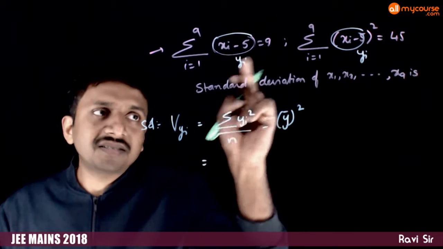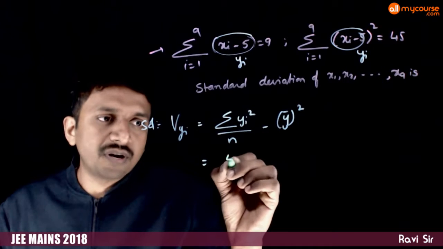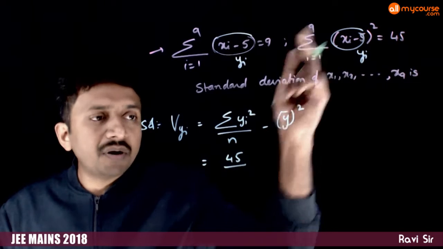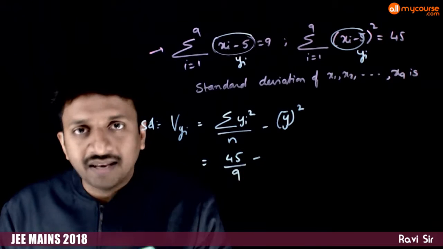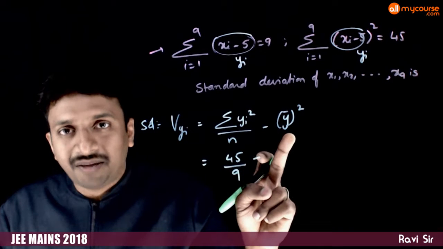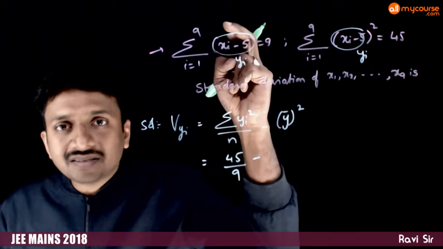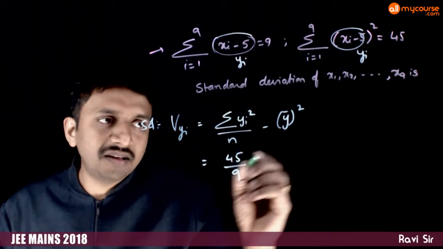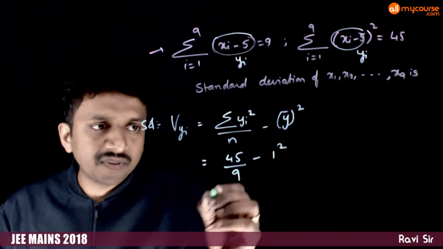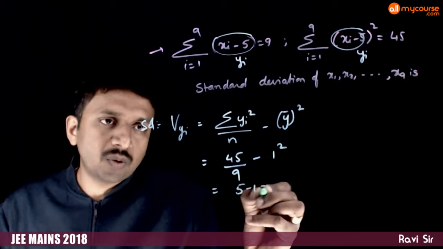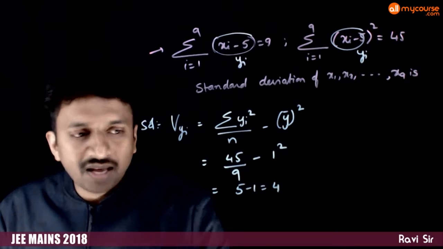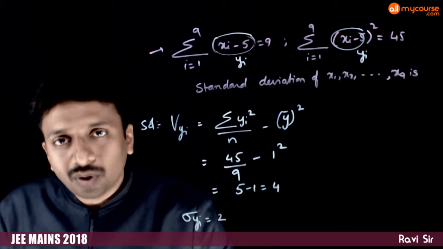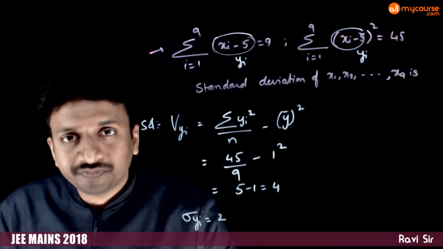So according to this, sigma yi square is 45. Number of readings is 9, minus, what is the mean of y? Mean is nothing but sigma yi by n, 9 by 9, which is 1, square. So that is 5 minus 1, which is equal to 4. And what is the standard deviation of yi? Root of variance, which is equal to 2.